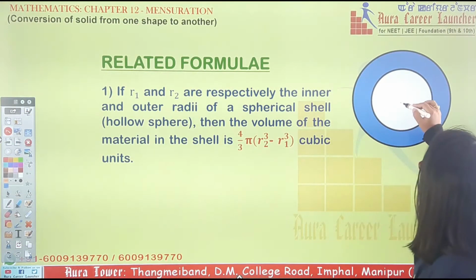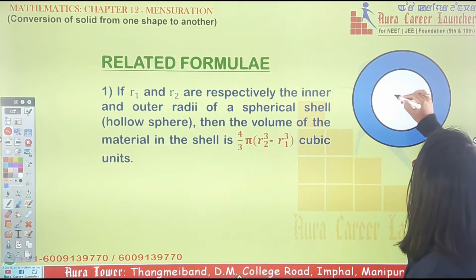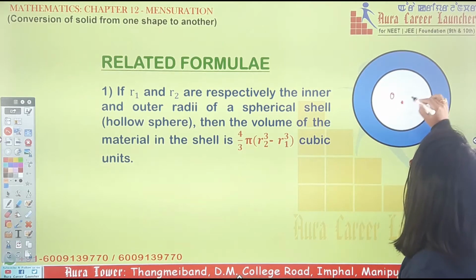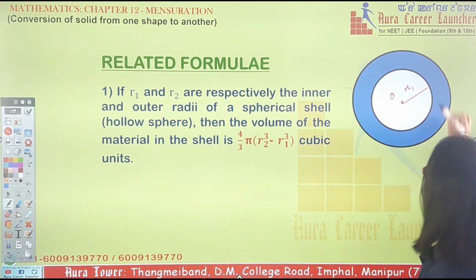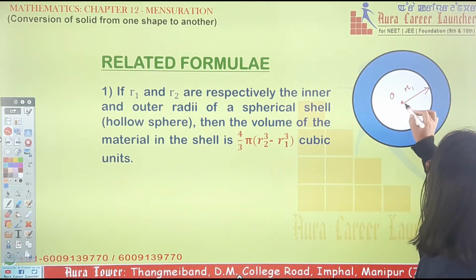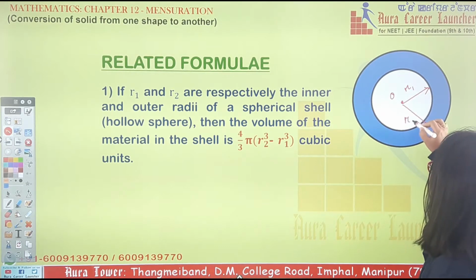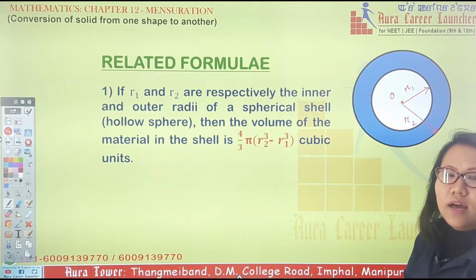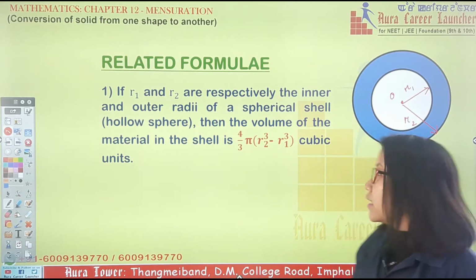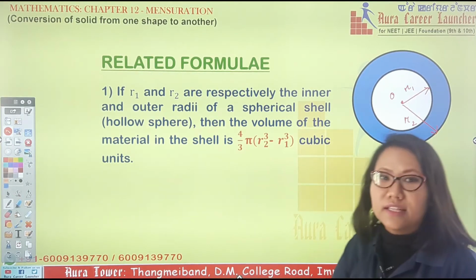So this is your radius, this is your center O, and this is your inner radius R1. Then this is the outer radius, this is your R2. Obviously, R2 will be greater than R1, that is, the outer radius will be greater than the inner radius.